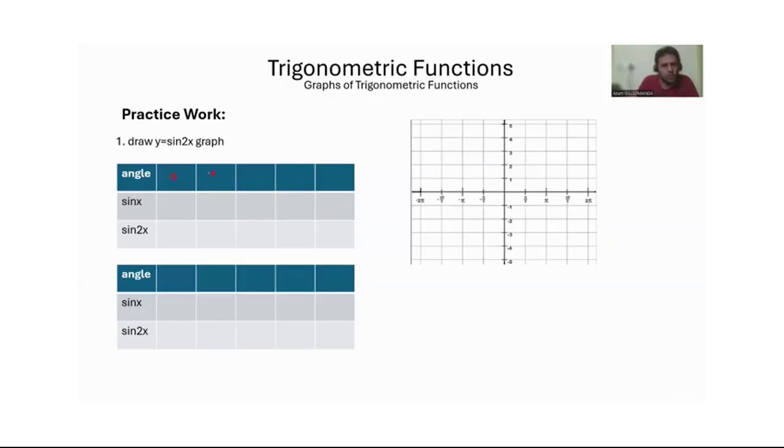Take the same angles, right? 0, pi by 2, pi, 3 pi by 2, and 2 pi. So what are the sine values, guys? We know sine 0 is 0, sine pi by 2 is 1, sine pi is also 0, sine 3 pi by 2 is minus 1, and sine 2 pi is again 0. Now, what is sine 2x? 2 times the angle. So, sine 2 into 0 is 0. Then sine 2 into pi by 2, 2 into 90, that is pi. Sine pi value is also 0.